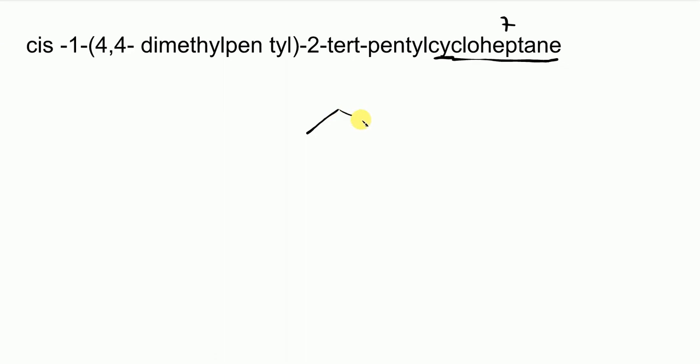Like that, there. 1, 2, 3, 4, 5, 6, 7. Okay, so that's what a cycloheptane looks like. And now I need to add the substituents. So I'm just going to call this 1. This is 2, 3, 4, 5, 6. This is 7. So this is 1, that's 7.